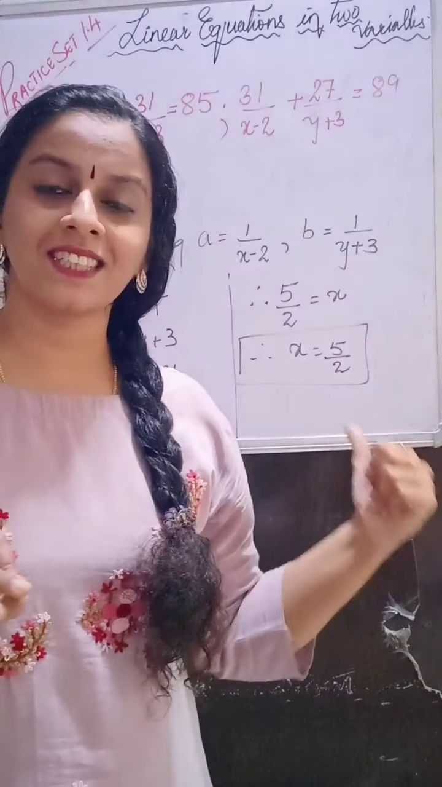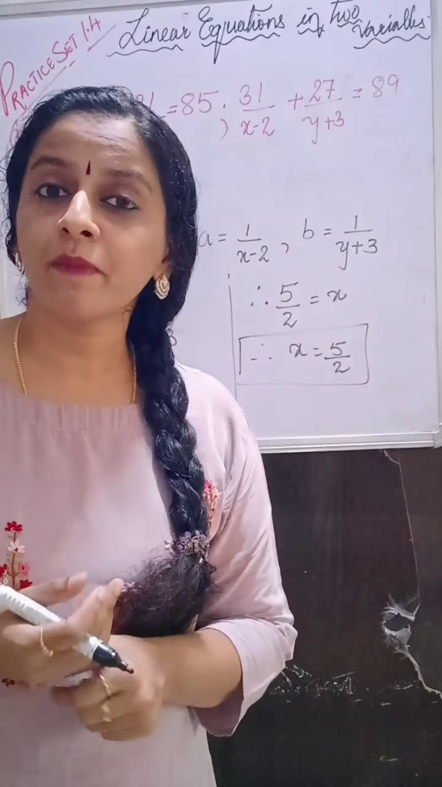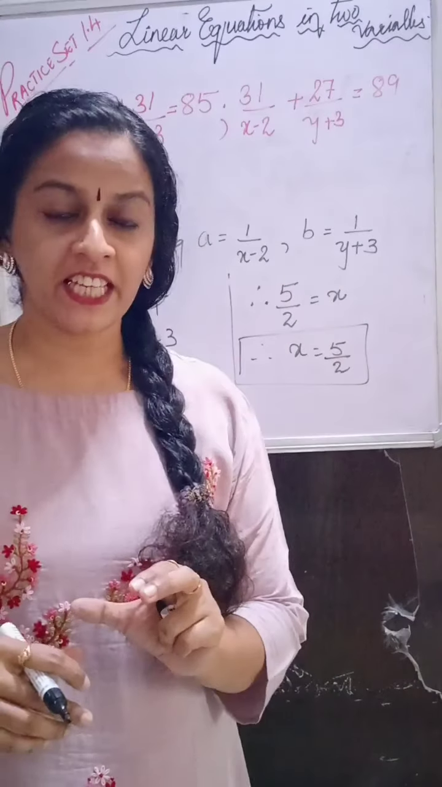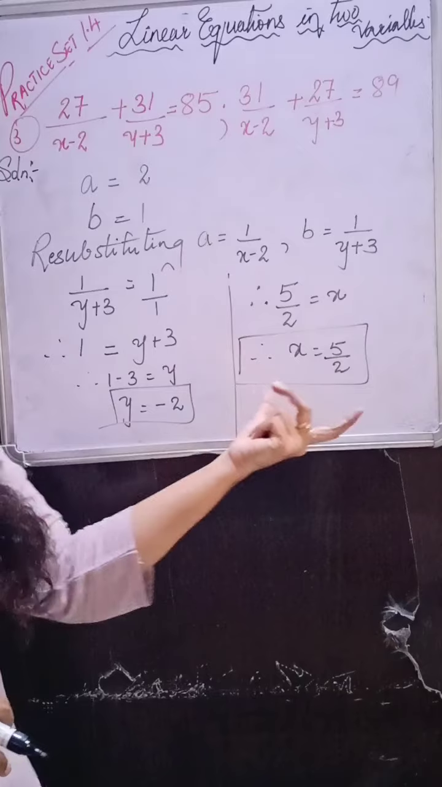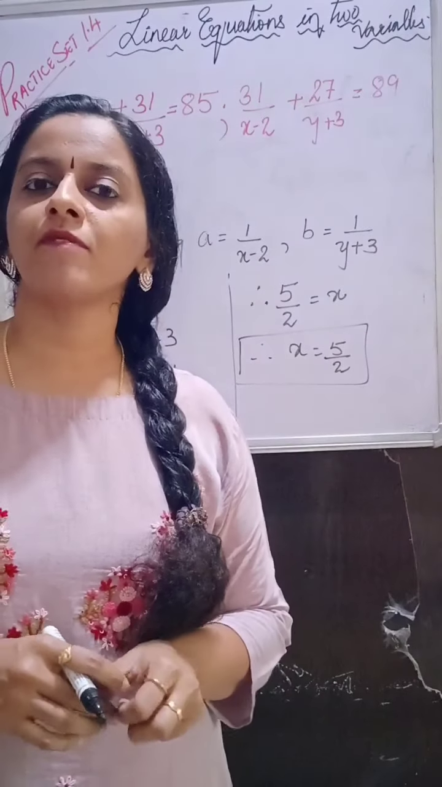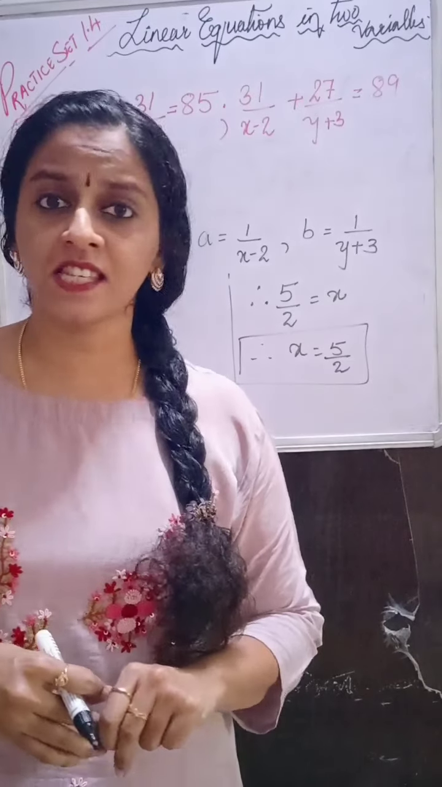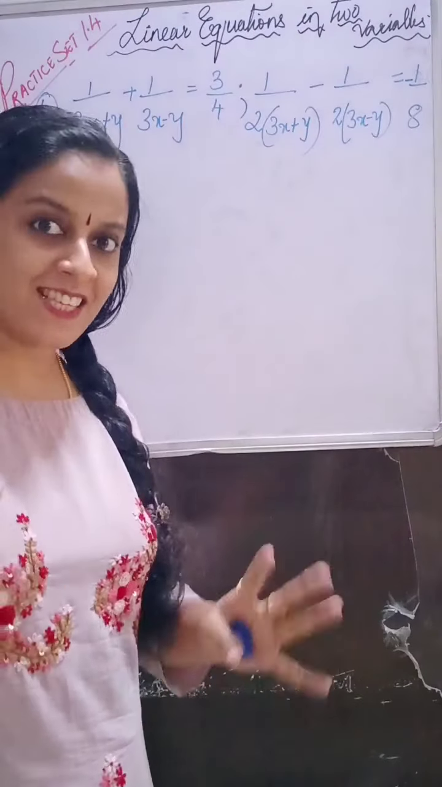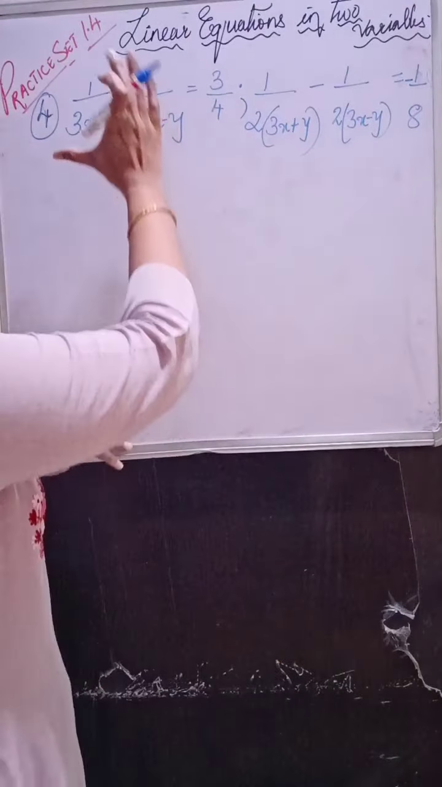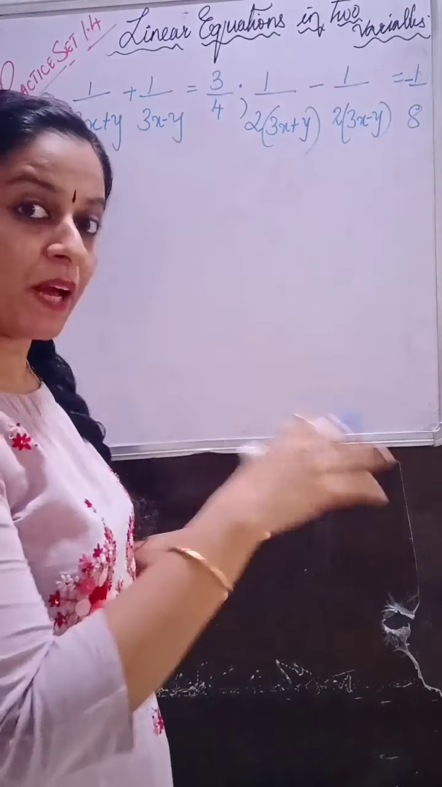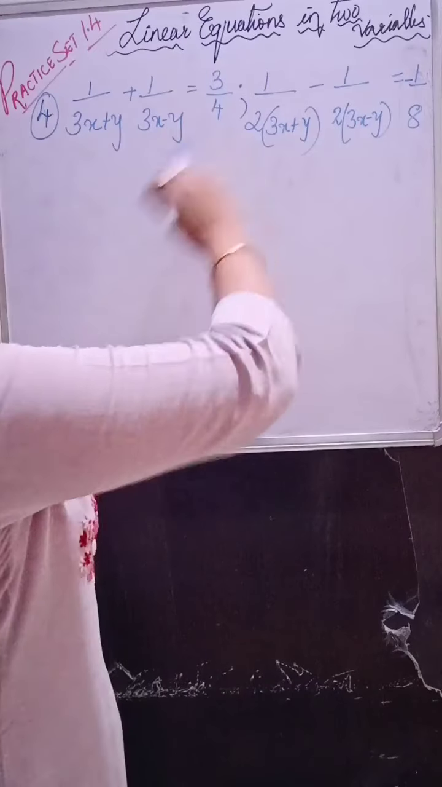So this sum we did by adding and then subtracting and then eliminating and then resubstituting method. Finally, we have the values of the variable. Let's take the last sum. Coming to the last sum of this practice set, we have 1 upon 3x plus y plus 1 upon 3x minus y is equal to 3 upon 4.